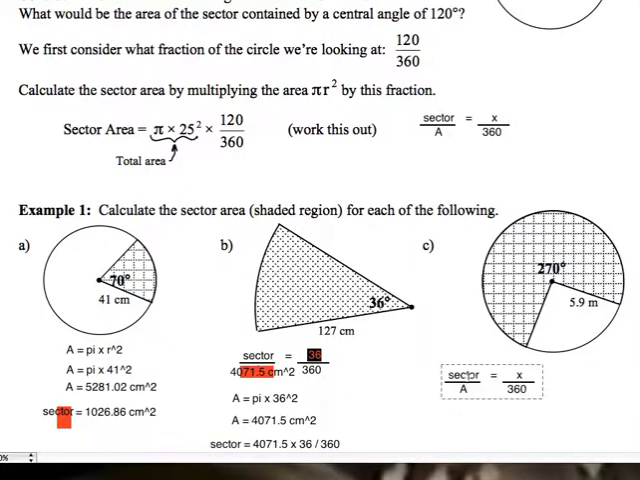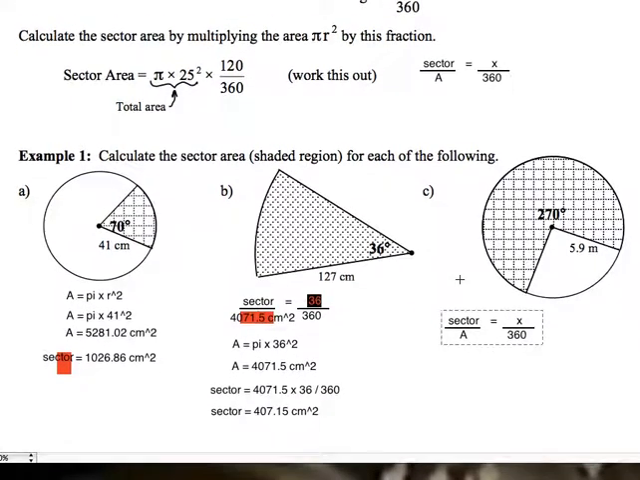Sector over total area. Sector area, that means this thing here, over the total area of the circle, that would be the whole thing, is equal to the central angle, 270, divided by 360. Right? If you remember back to Unit 2, this is just a proportion. It's an equality between two fractions. The sector divided by the total area is equal to the central angle divided by all the degrees you could have in a circle, which is 360.